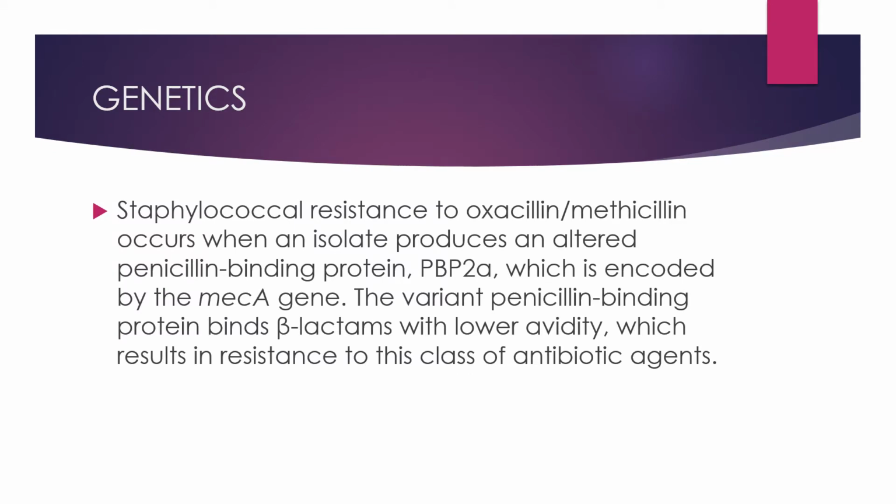Genetics: Staphylococcus resistant to oxacillin, methicillin. It occurs when the isolate produces an altered penicillin binding protein, PBP2A, which is encoded by the mecA gene. The variant penicillin binding protein binds beta-lactams with lower avidity, which results in resistance to the class of antibiotics.